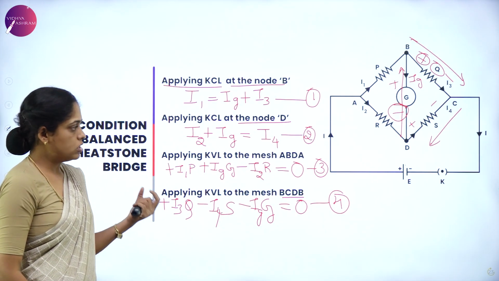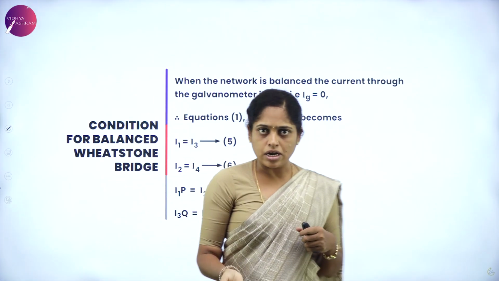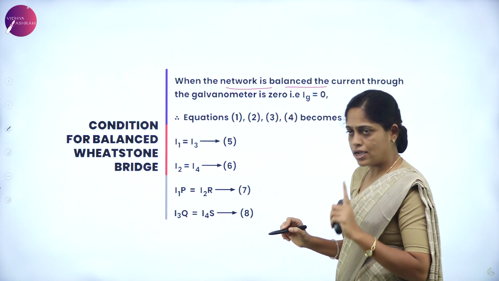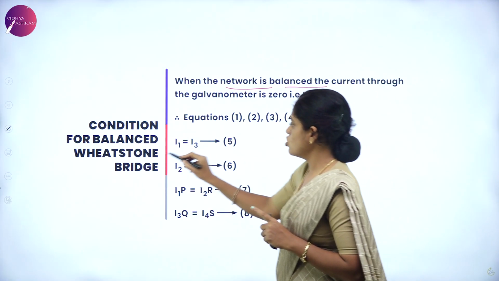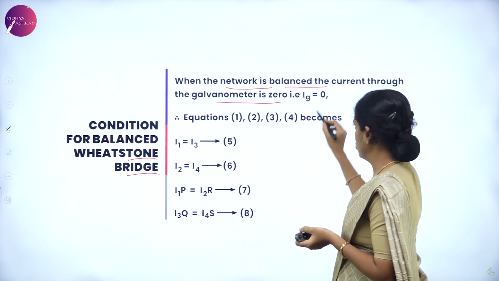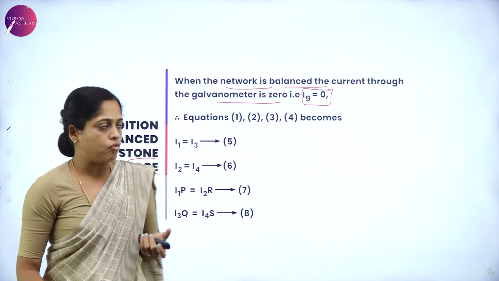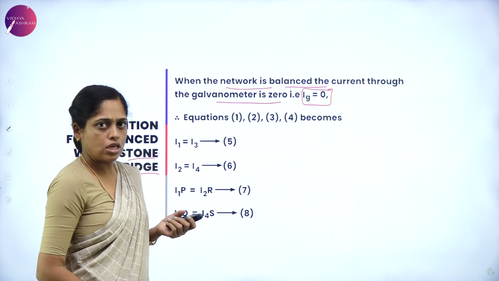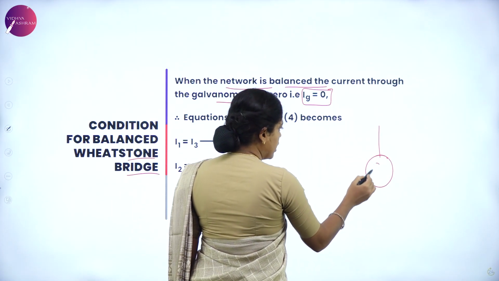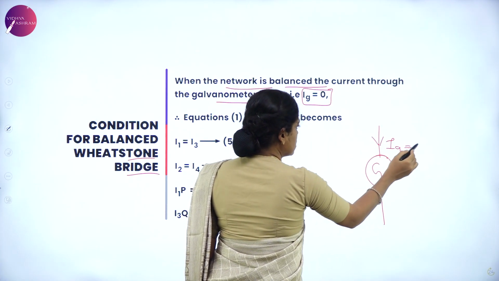After finding all these 4 equations, now you have to consider a condition that the network is balanced. One of the balancing conditions for this Wheatstone bridge is that the current through the galvanometer is 0. This condition you have to consider. The current through the galvanometer, that is Ig, is equal to 0.